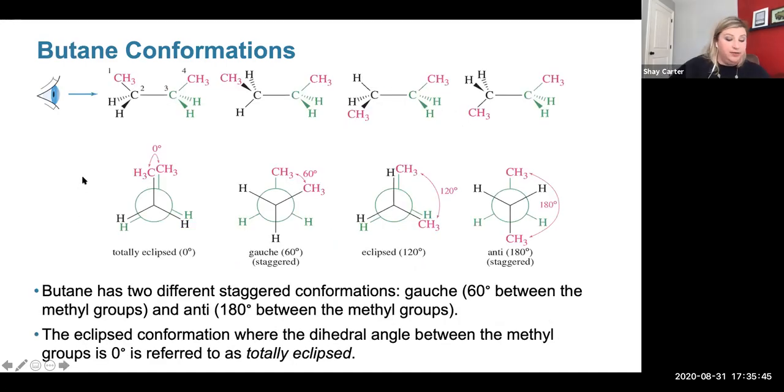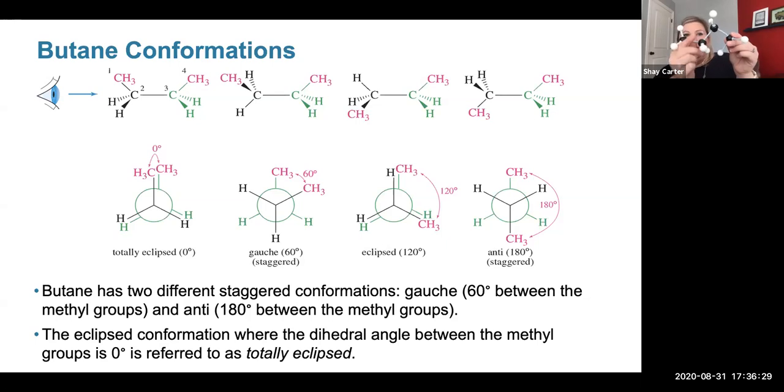Now, butane is even more complex. Butane actually has two other conformations that have two different names, and I'm going to show these to you. So here's butane: 1, 2, 3, 4, and then filled with hydrogens.